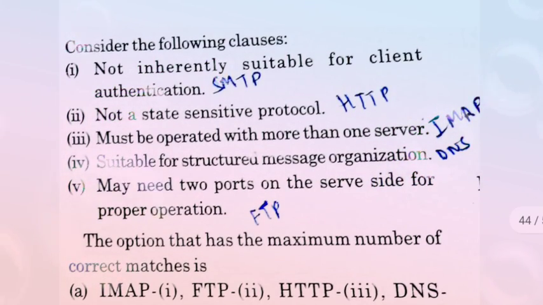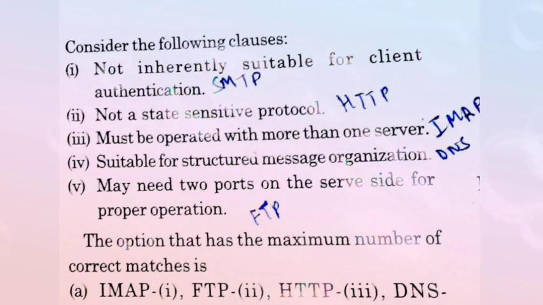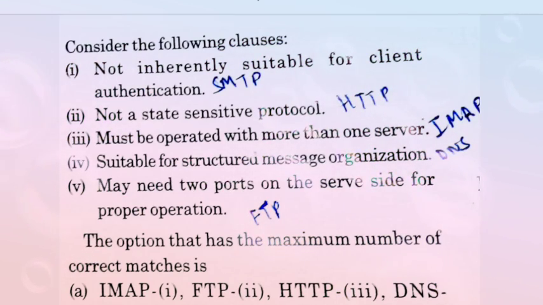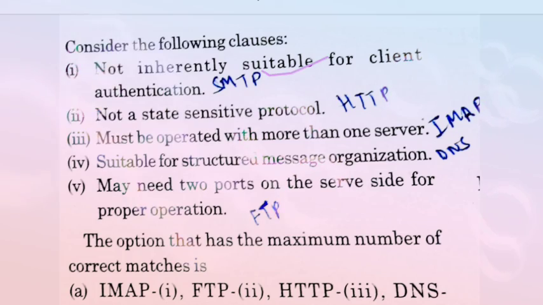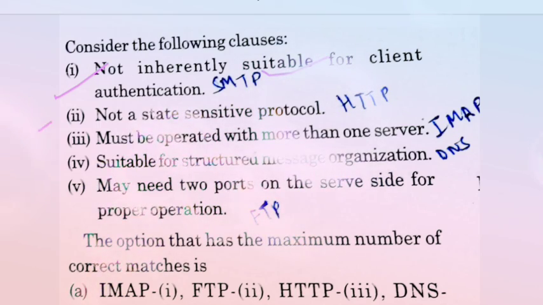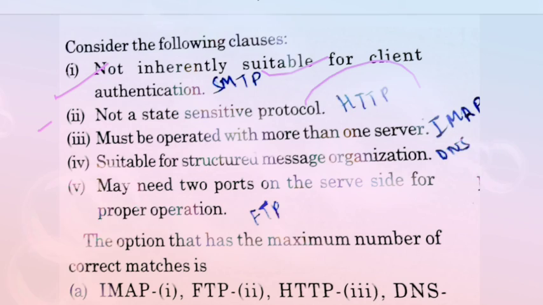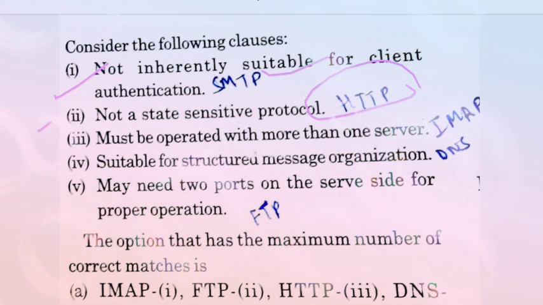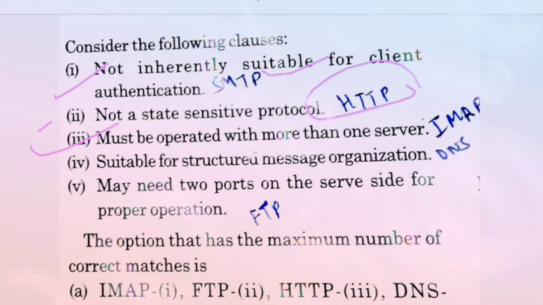Consider the following clauses. The first clause is: not inherently suitable for client authentication. Which protocol is used for this? Here we use SMTP. The SMTP protocol is not inherently suitable for client authentication. Next, not a state-sensitive protocol. Here HTTP is not a state-sensitive protocol. Next statement, must operate with more than one server. Here IMAP is used for more than one server. Fourth clause, suitable for structured message organization.